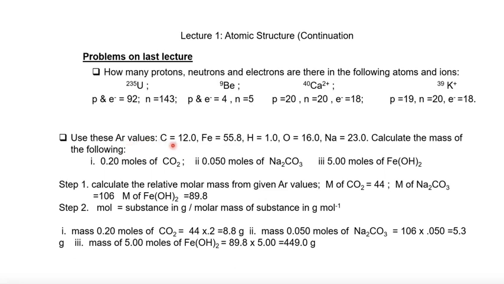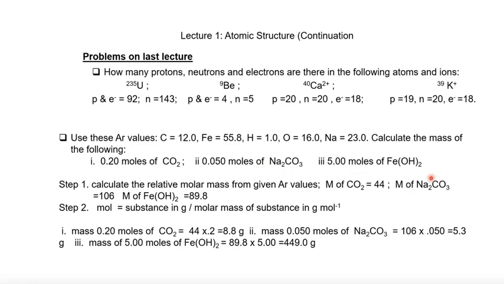So here in the question, the relative atomic masses of carbon, iron, hydrogen, oxygen, and sodium are given. Then you are asked to calculate the mass of the following: 0.2 moles of carbon dioxide, 0.05 moles of sodium carbonate, and 5 moles of iron hydroxide. What is to be done first?